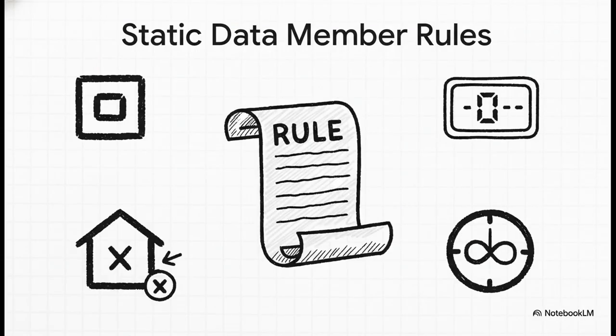Now, these things have some really specific rules, and they're super important. First off, there's only one copy of it for the whole class. Just one. It's also initialized to 0 automatically for you, which is handy. And its lifetime, it sticks around for the entire program run, not just as long as one object is alive. And here's the kicker, the one that trips people up. You have to define it outside the class definition. We'll see exactly what that means in a bit.